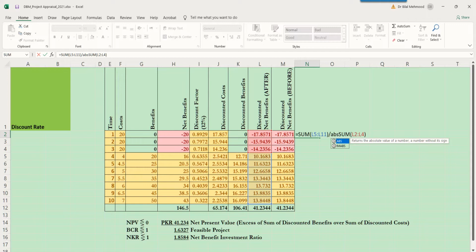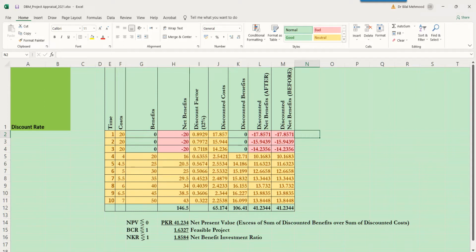We want to get rid of the negative sign of the terms from L2 to L4. So when I close it in the absolute operator, it is going to give me the positive answer. So this is how we can calculate the NK ratio. But I came up with a better formula here that we can use, and I will show you here.